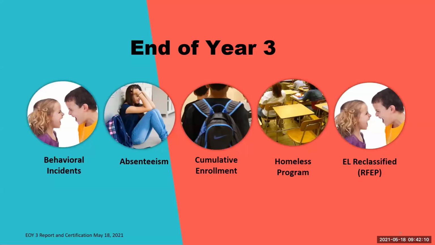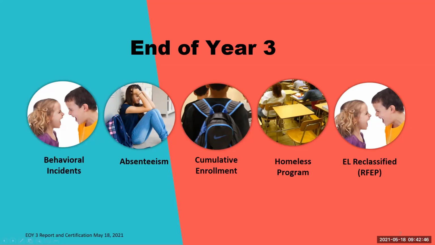And so this is the overview, right? The data collected for end of year 3 has grown. Initially, it was student discipline. Now it was student discipline and student absenteeism. Then cumulative enrollment was added. Now we have the homeless program of last year, and new this year has been the reclassified RFEPs. The only thing missing is the graduation count, which is added as well in the form of 2 reports.